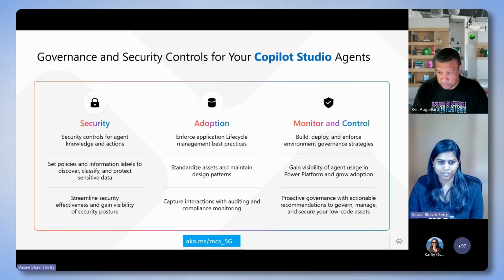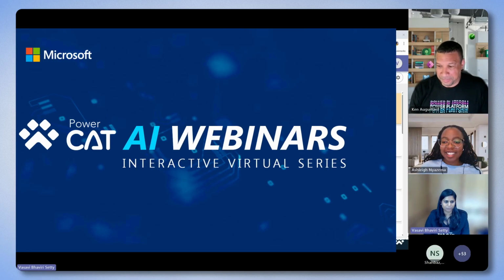You can capture your intentions and interactions with auditing and monitoring, and from a monitor and control perspective, think about enforcing environment governance strategies within your organization. Use the PPAC, Power Platform Admin Center, to gain visibility of your agent usage, and overall, go with proactive governance where you look at your security score, review the recommendations, and actually go govern, manage, and secure all your low-code assets. Thank you, everyone, for taking the time.